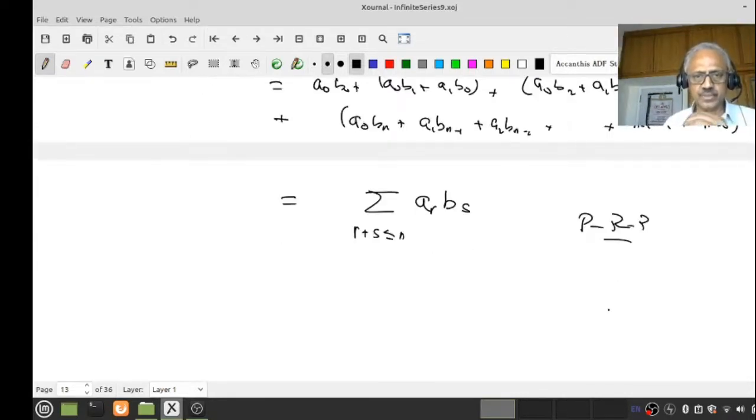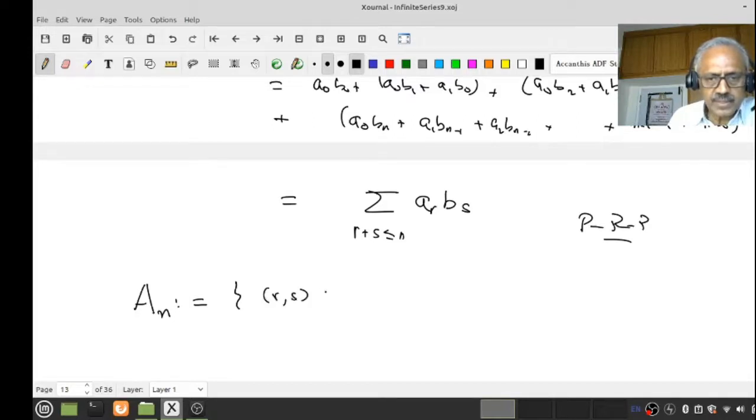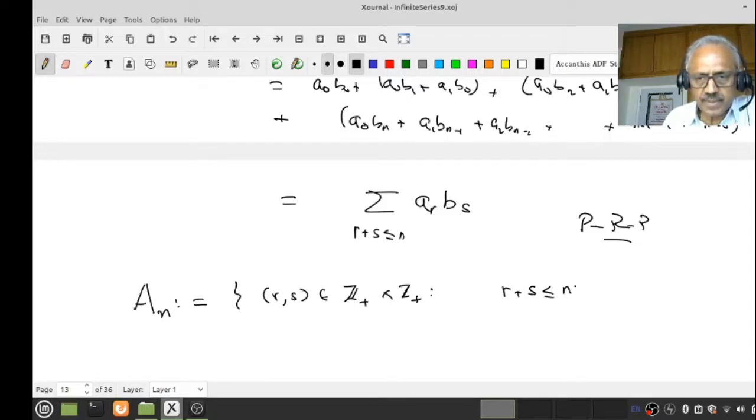Based on that, I am going to define something. Let's look at the subset of pairs. This is the set of all r, s in Z plus cross Z plus. Remember, for me, Z plus is the set of non-negative integers, integers greater than or equal to 0, with the condition r plus s is less than or equal to n.